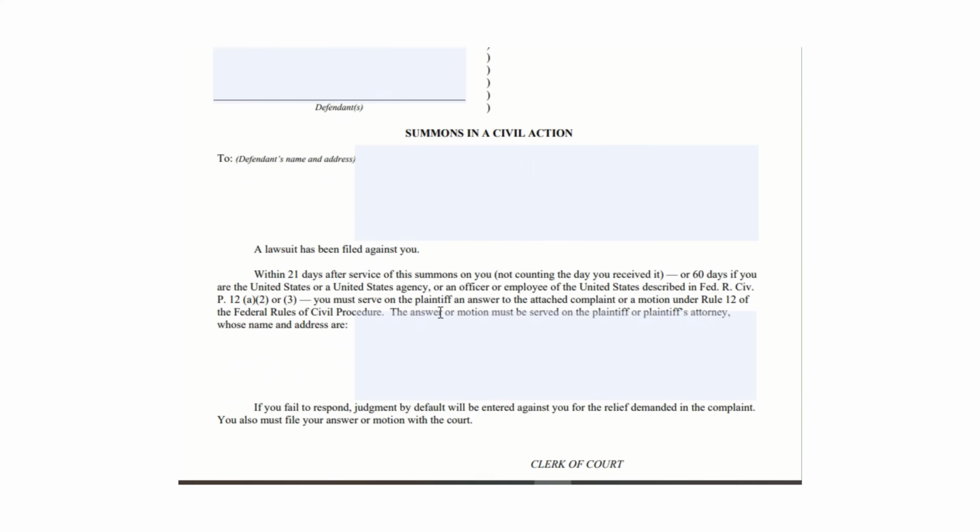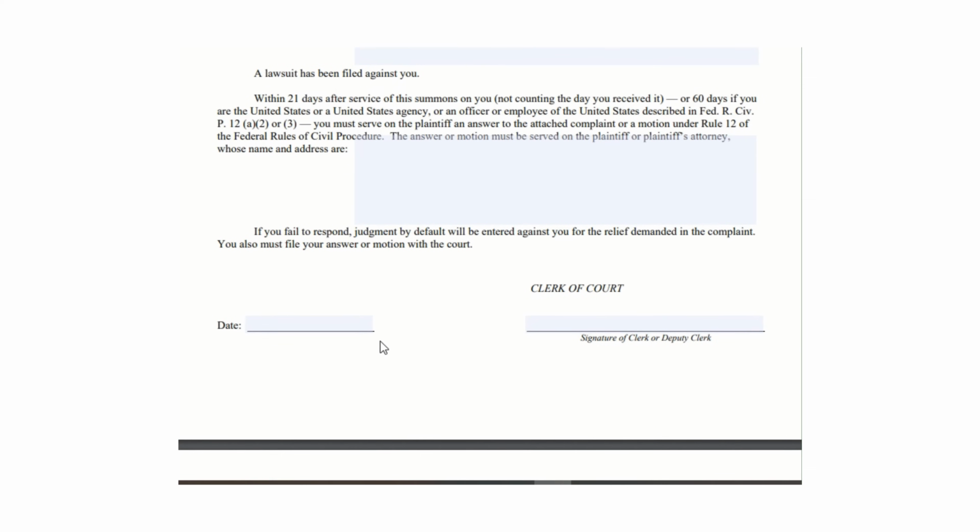But the answer or motion must be served on the plaintiff or plaintiff's attorney whose name and address are. Now, if you're pro se, you need to include your information, okay? And you can read on. And of course, it's dated and is signed by the clerk.